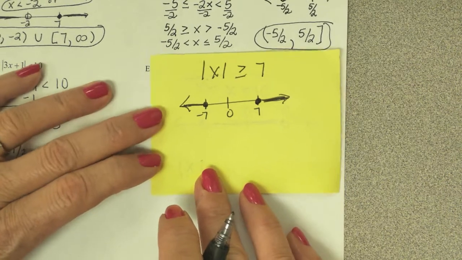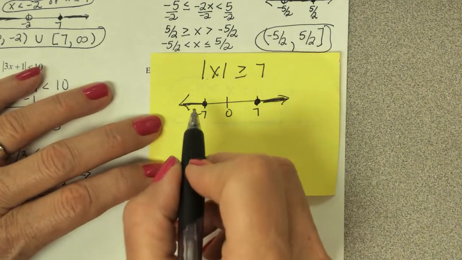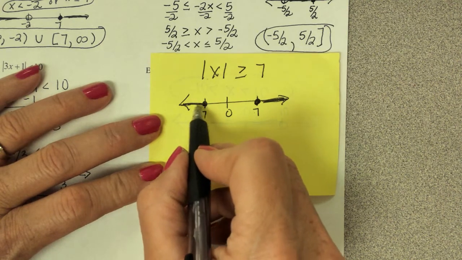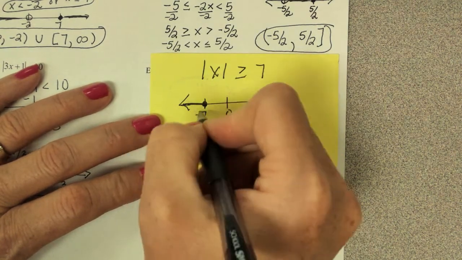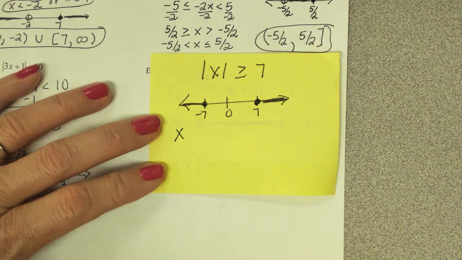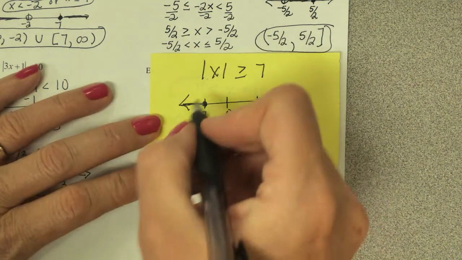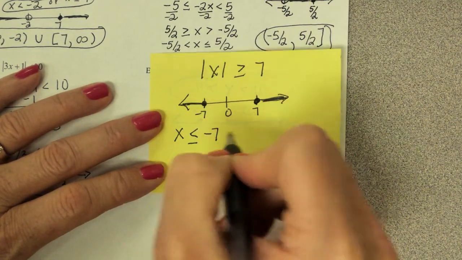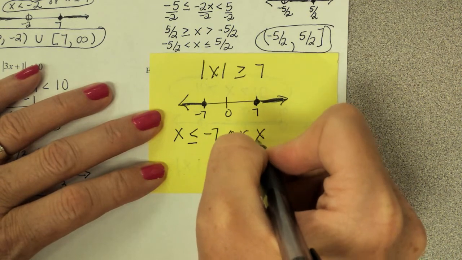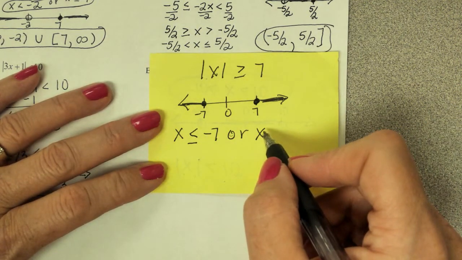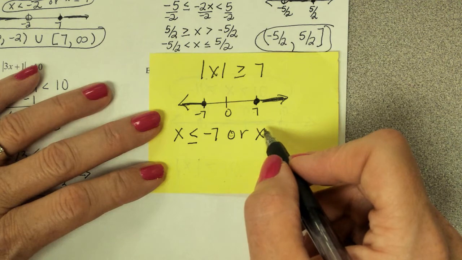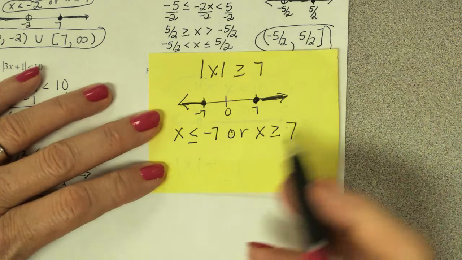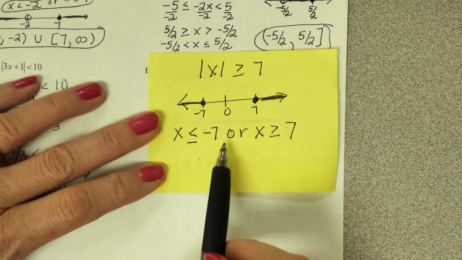So how do we set up this kind of problem then? What did our answer end up being in inequality form? What's true of all these x's, guys? Are they greater than or less than negative 7? Less than. So this answer becomes x's that are less than or equal to negative 7, or x's that are what? Greater than or less than? Greater than or equal to 7. So that's what this turns into.